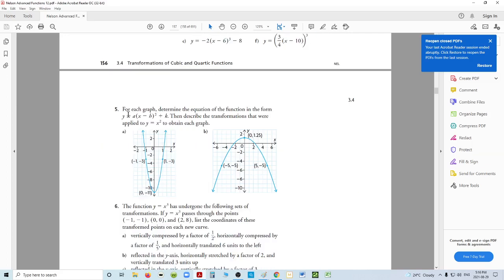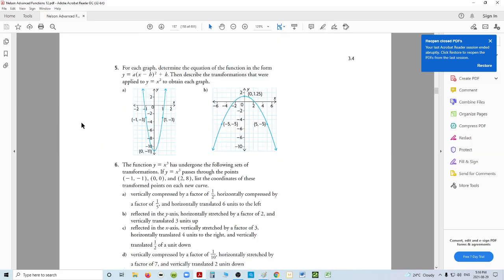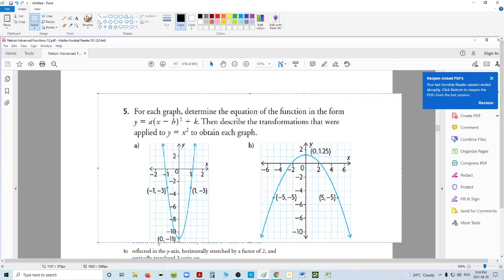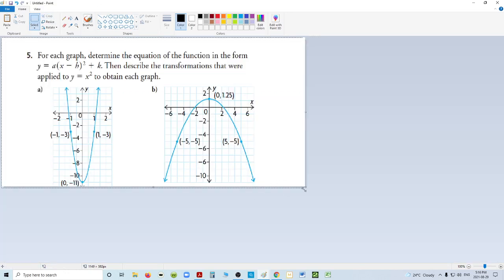That was your practice. Let's get to 5. And some of these, I'm going to be rusty on them. Translations aren't my strong suit. I'm okay at them, but.